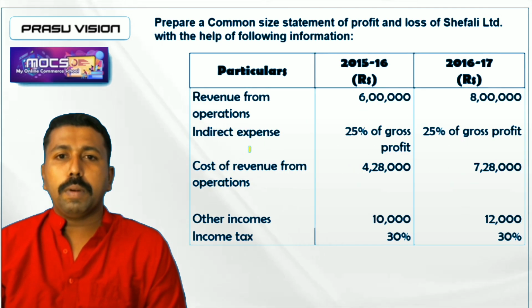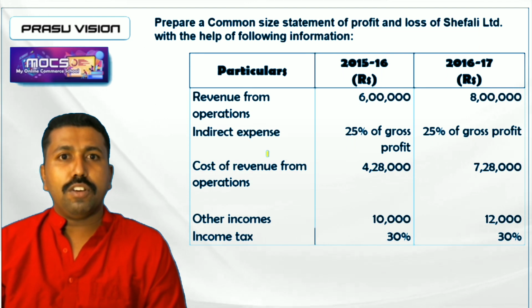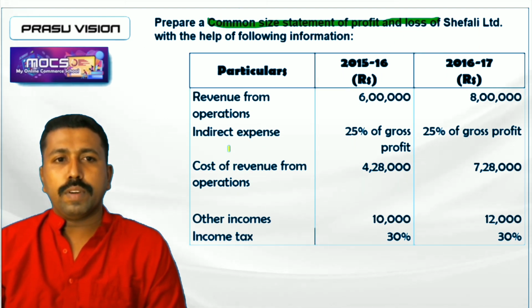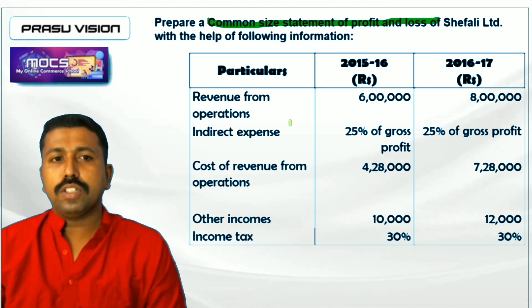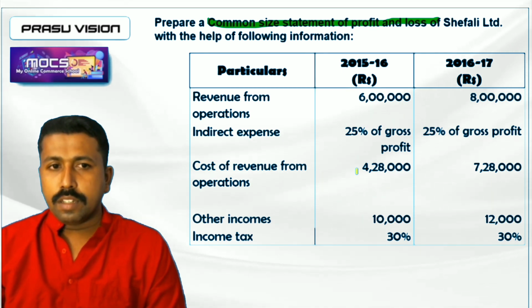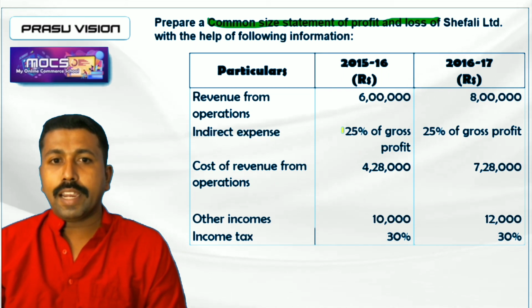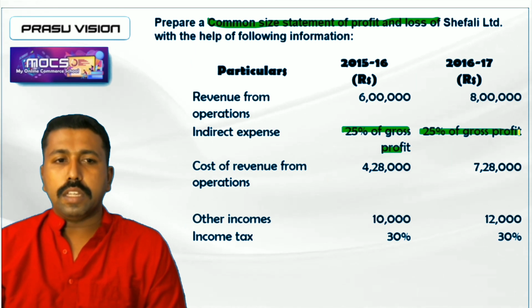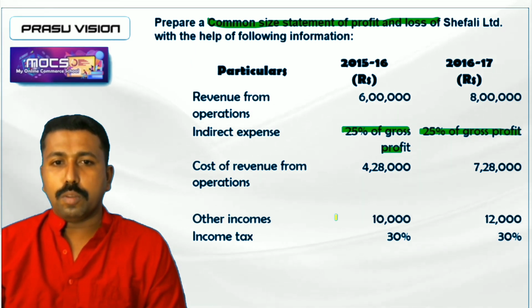Let us do one problem regarding the statement of profit and loss, the common size statement of profit and loss. From this information, revenue from operations, indirect expense, cost of revenue from operations and other income are given, and the income tax percentage is given. Indirect expense can be calculated as 25% of the gross profit for both years. So remember how we find the gross profit.